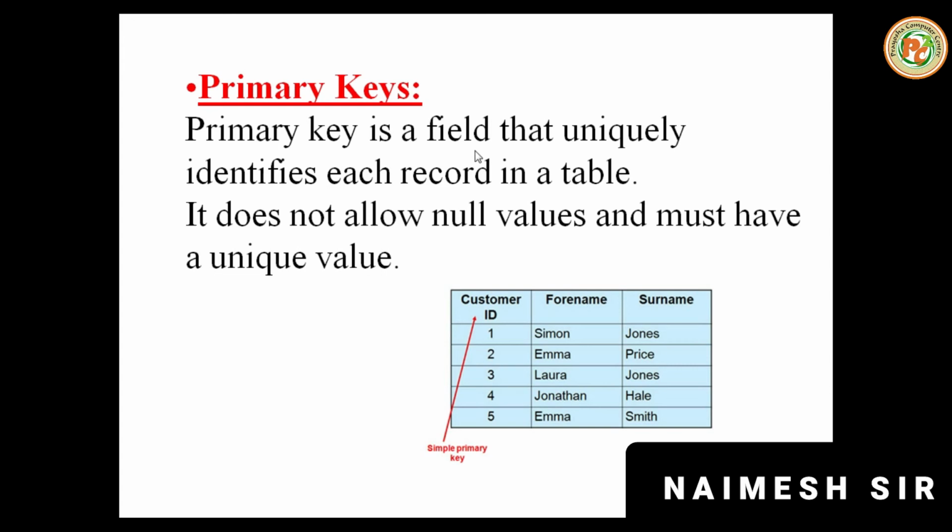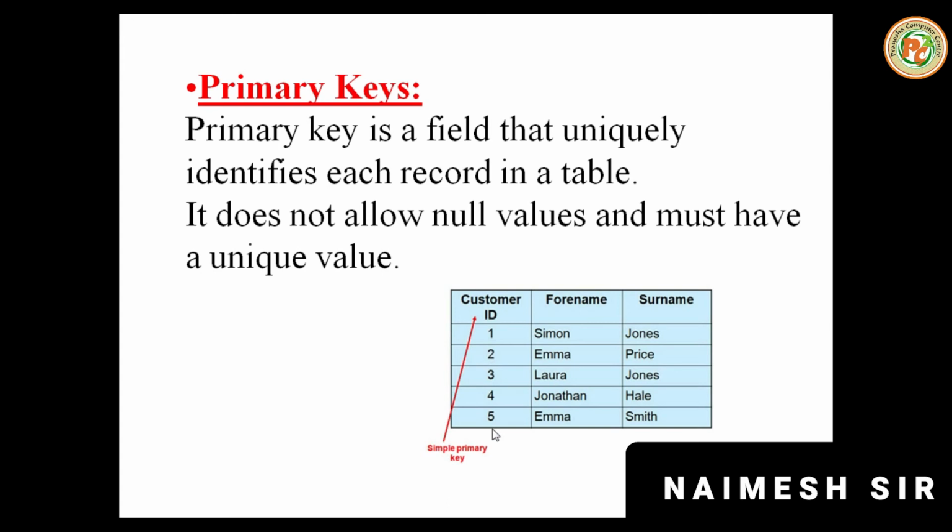So what is a primary key? The primary key is a field that uniquely identifies each row in a table. It does not allow null values and must have a unique value. Here the customer ID is 1, the name is Simon, and the surname is Jones. In the next row the customer ID becomes 2. The forename or the surname can be the same, but the customer ID can never be the same. So the customer ID can be the primary key.